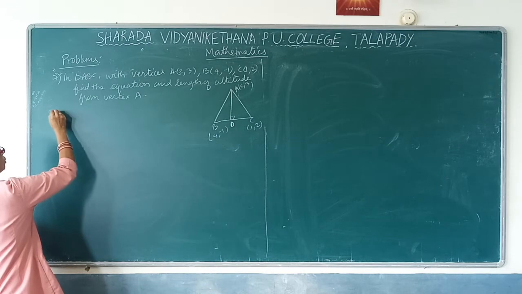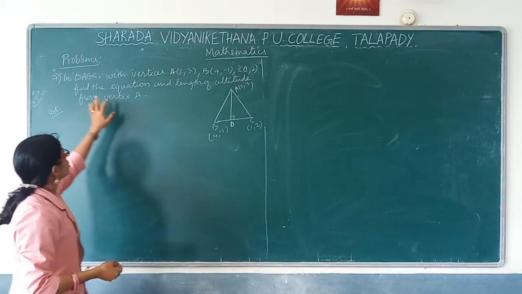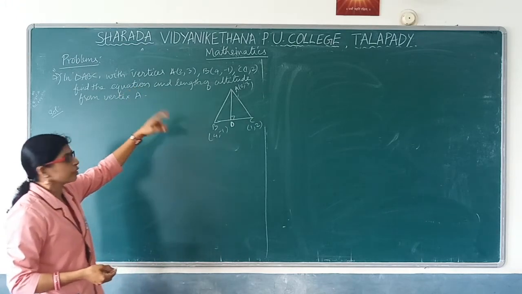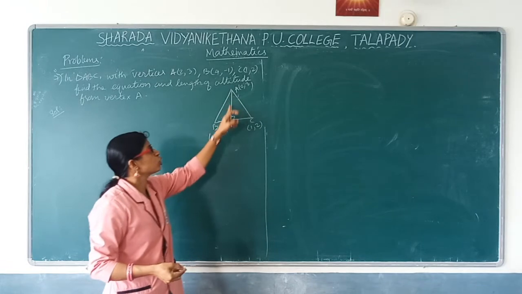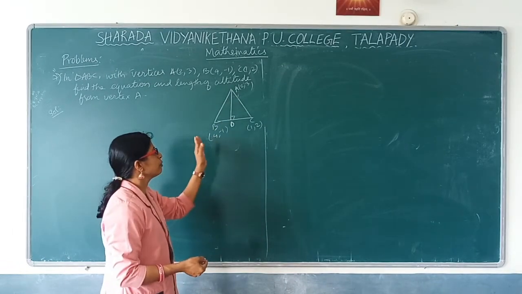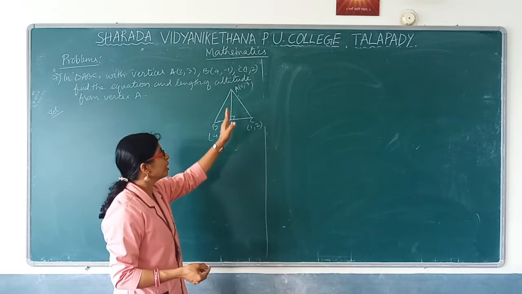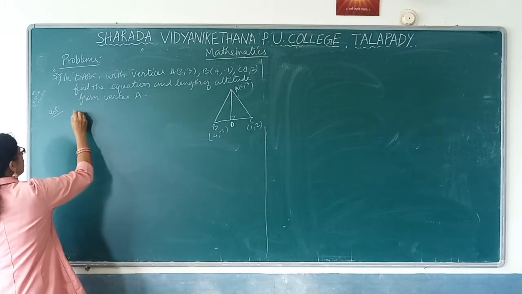Solution: first we will find the equation of AD. It is given, find the equation of AD. The equation of the altitude is also required. One point we already know; we need to know the slope of AD. The slope of AD cannot be found directly. What you have to find is the slope of BC. It will be the negative reciprocal when you get the slope of AD.